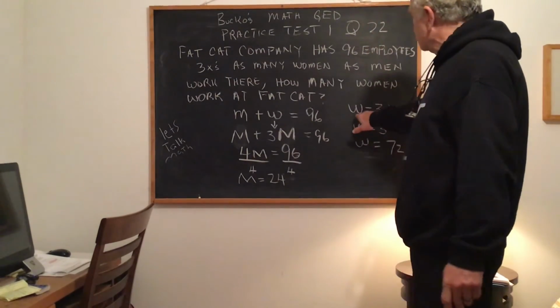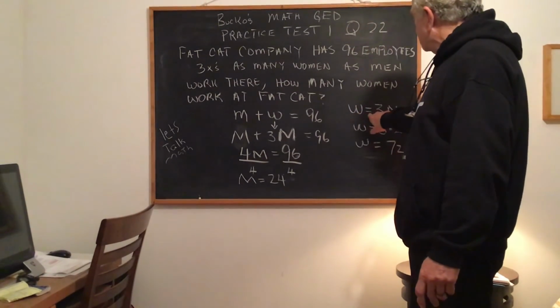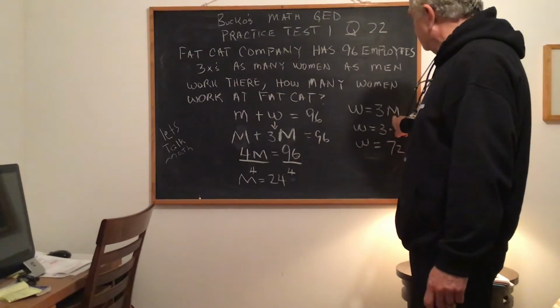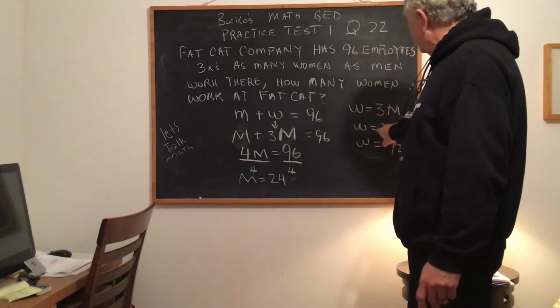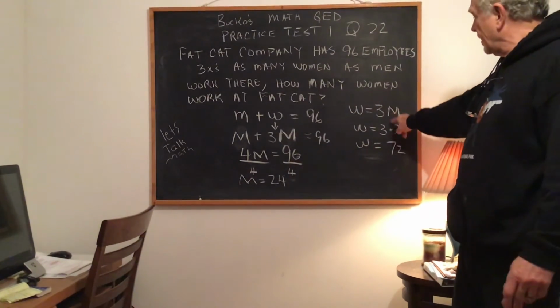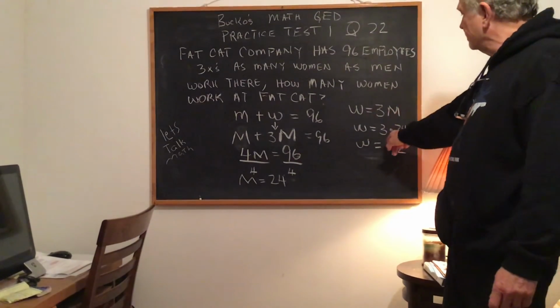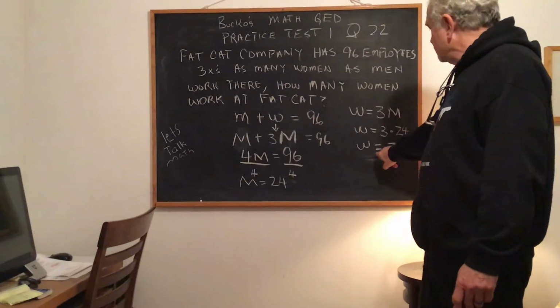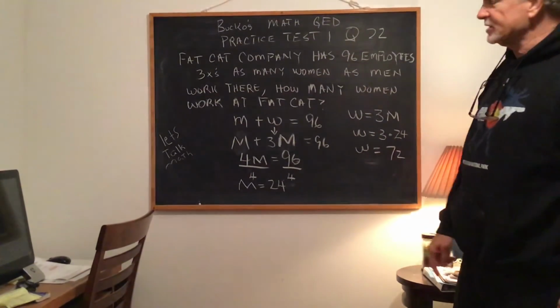Now going back to the original thing, women is equal to 3 men. Women is going to be 3 times what we said M was, which is 24. Plug it in and take a ride on the numbers. W is equal to 3 times 24, which would be 72.